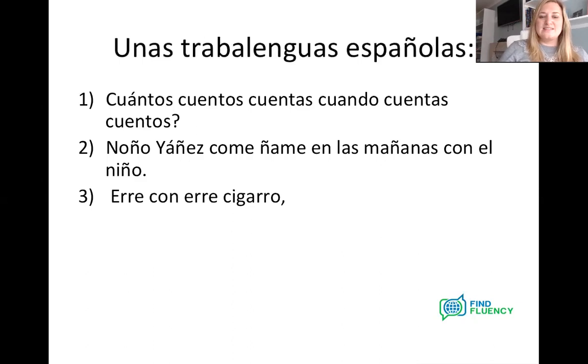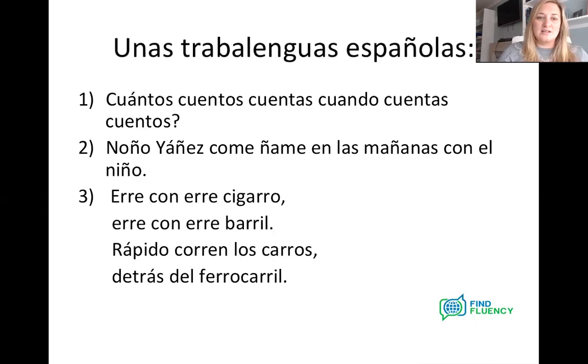Right, this one, practicing our double R's. R con R cigarro, R con R barril. Rápido corren los carros detrás del ferrocarril. It's hard, that one. They're all hard actually, but it's really good practice and it gets your head round a little bit those letter combinations and how they sound. So it's definitely worth practicing, worth having a look, and have a little Google yourself at trabalenguas españoles, and see if there's any other ones that you can come up with that you find maybe helpful for sounding out the words. Okay?